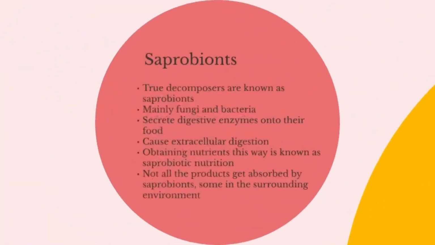So we mentioned those earlier, and these are what we call true decomposers. So they can be both fungi and bacteria, and they secrete digestive enzymes onto their food. So their food is usually dead animals or plants, and they secrete these enzymes onto their food, and this causes digestion of the food. And this is called extracellular digestion because, unlike in us where we eat our food and we digest it within our bodies, they release enzymes and these digest their food outside of themselves.